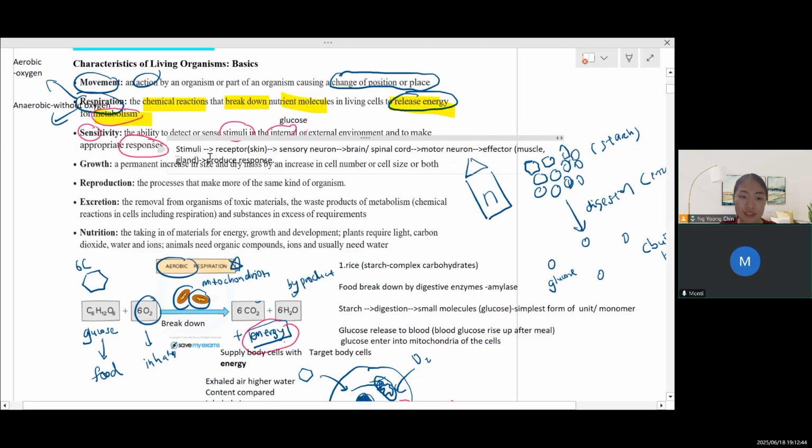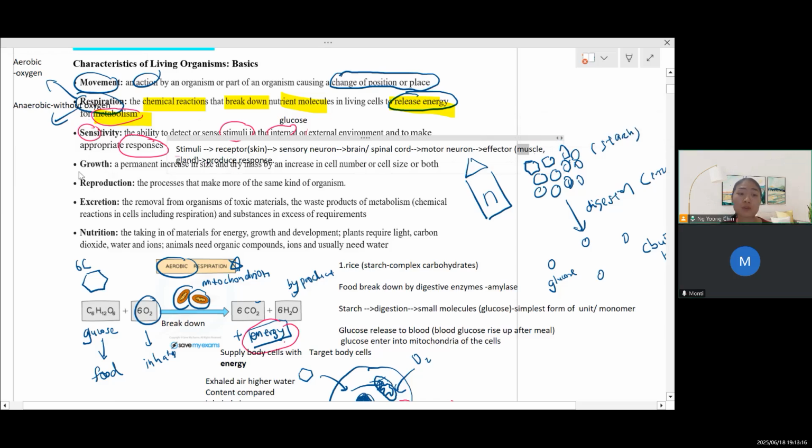So imagine that your hand touches a hot kettle. The stimulus is a hot kettle, right? In your hand there are a lot of pain receptors, so they will be stimulated. They will send the stimulus to the sensory neuron. Sensory neuron is in your hand, and then it goes to your brain or spinal cord, and then goes back to your hand muscle. So you will withdraw your hand away. Very great.